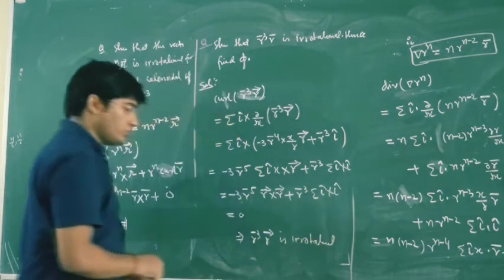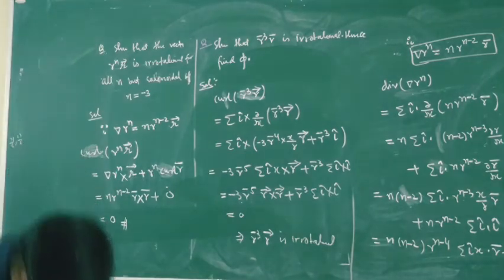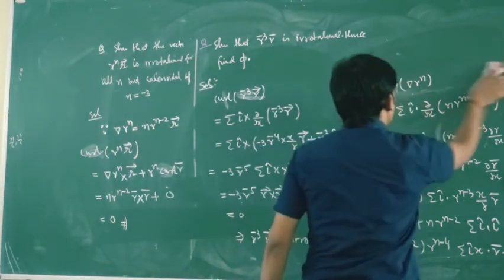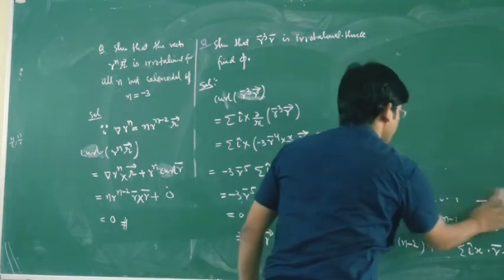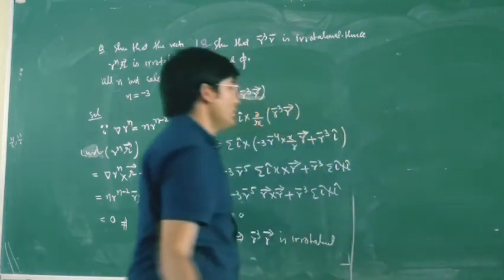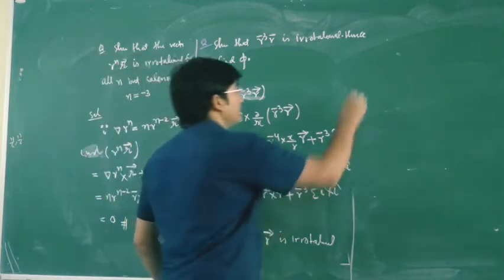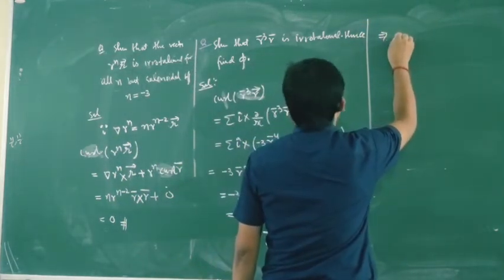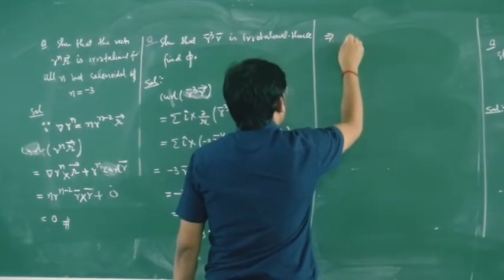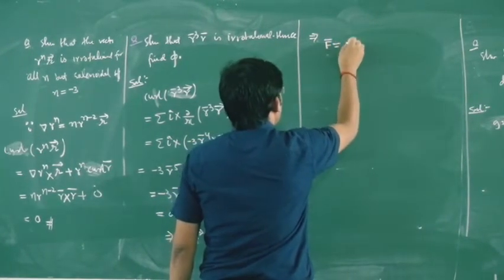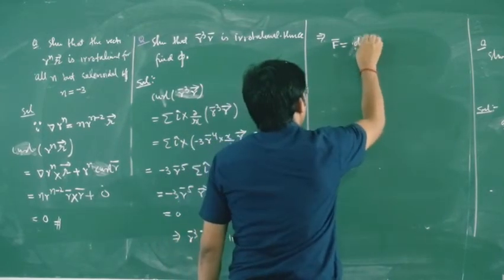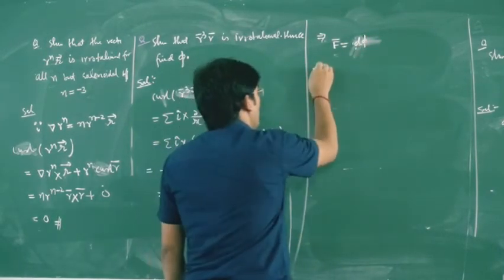Now if this is irrotational, then we will calculate our phi. So let us find out phi. Therefore, say if this vector is f, then we can say that f equals grad phi. Now we will calculate this phi.